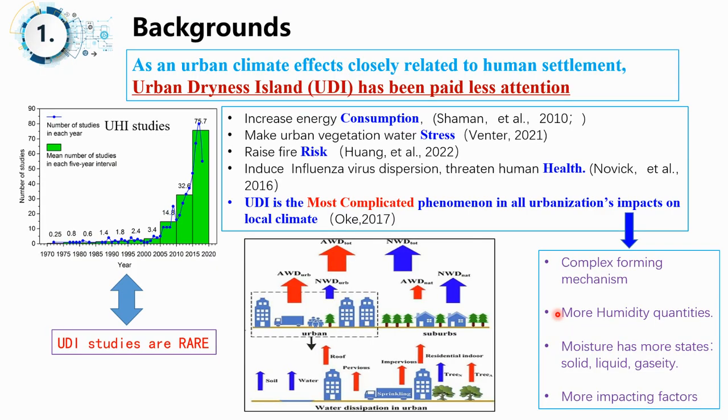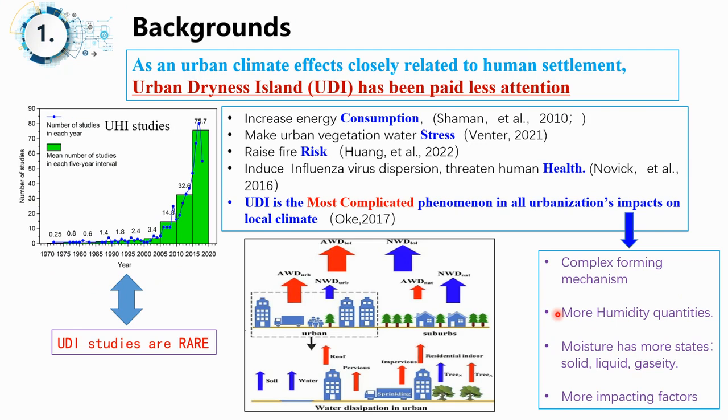The first is background. As we know, the UHI has attracted more attention. Here is a histogram from a review paper that was released. There are more studies about UHI in recent years. I guess there are hundreds of applications in these two years. For example, in this conference, I've heard more than 10 reports about UHI, while UDI reports are rare. However, it's an urban climate effect closely related to human settlements.